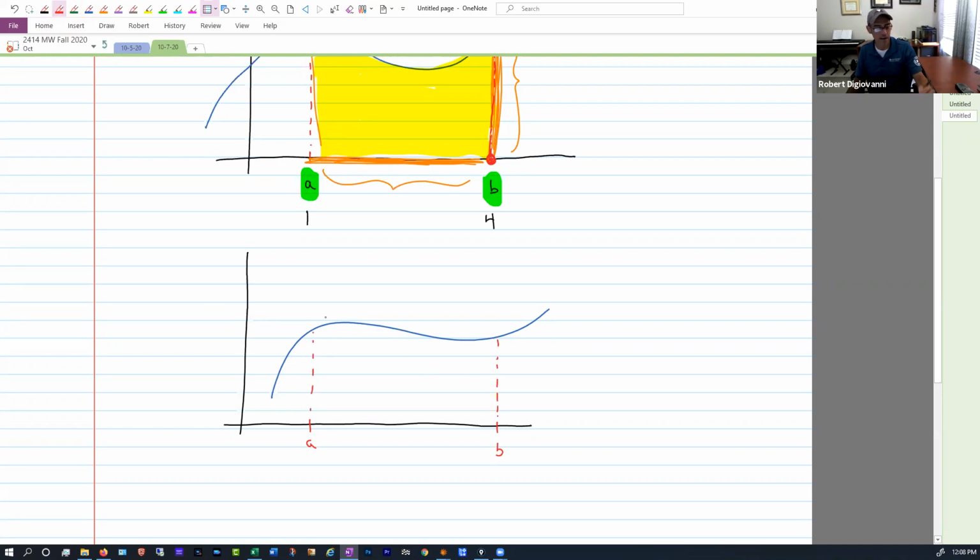Instead of using one rectangle, this time I'm going to use 2. So what I'm going to do is cut this interval in half. From this point, whatever it is, I'm going to plug it in. Wherever I hit the function, I'm going to draw my first rectangle.